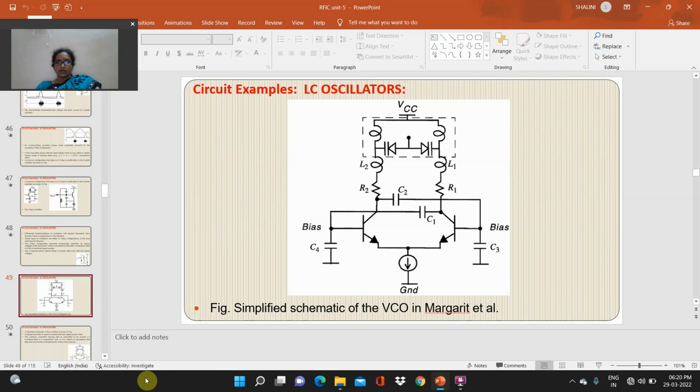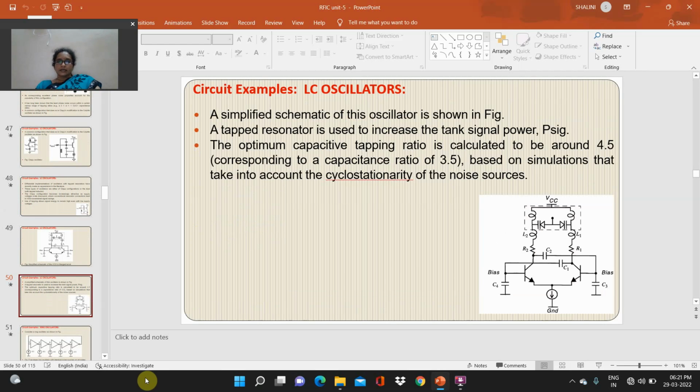Simplified schematic of the VCO in LC oscillators. A simplified schematic of this oscillator is shown in the figure. A tapped resonator is used to increase the tank signal power. The optimum capacitive tapping ratio is calculated to be around 4.5 based on simulations that take into account the cyclostationarity of the noise sources.